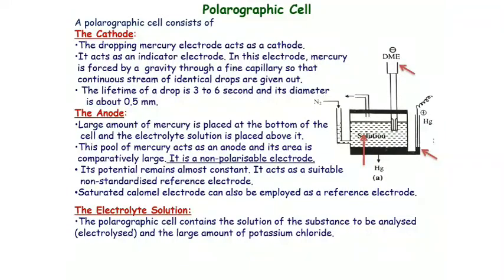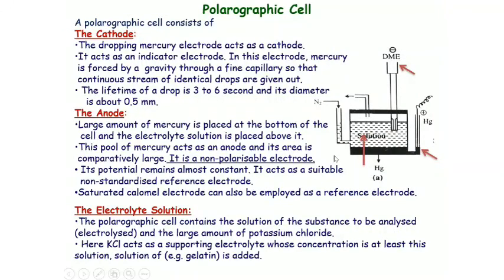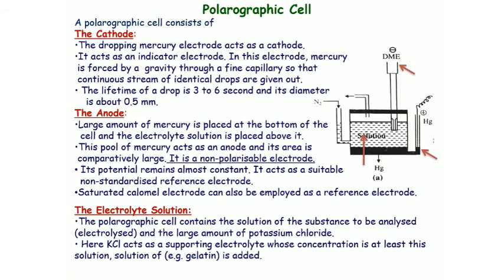And the electrolytic solution containing what? It contains three species. First one is the solution of test cation. Then it also contains a large amount of potassium chloride, that is supporting electrolyte, and solution of gelatin is added.